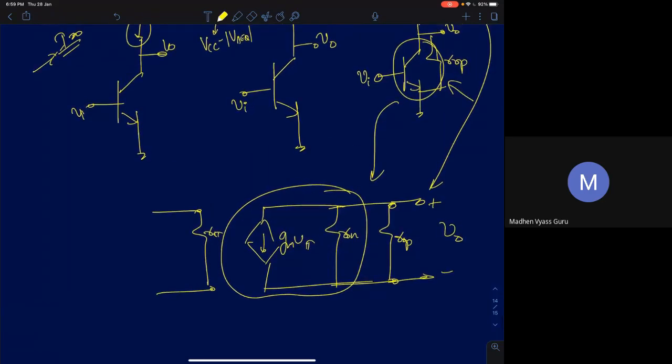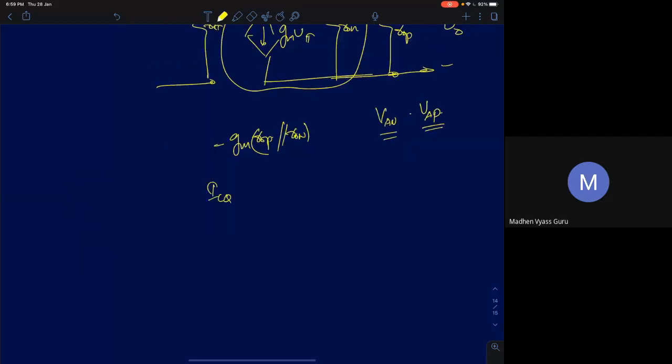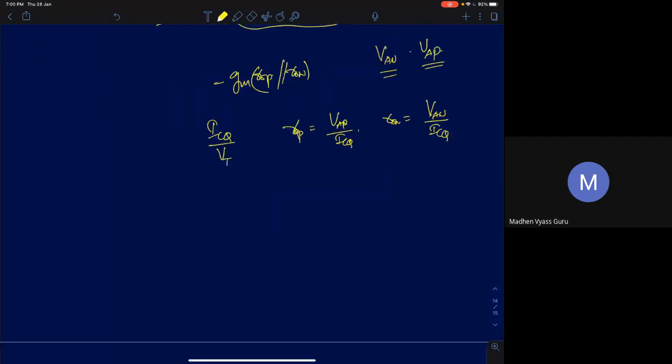And so what will be the gain? What will be the gain you will get? GM into minus of GM into ROP parallel RON. So now express your gain in terms of VAN and VAP. Can you express your gain in terms of VAN and VAP? Assume GM as ICQ upon VT, ROP as VAP upon ICQ, and RON as VAN upon ICQ. Express your gain now in terms of these. Will it depend upon ICQ? I just want you to find out. Will it depend upon ICQ?